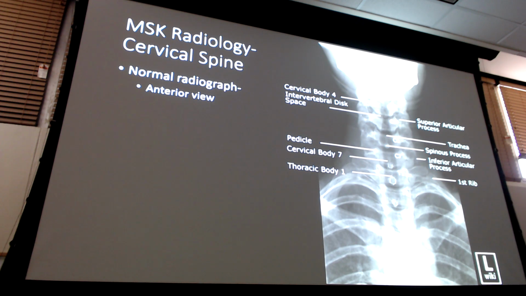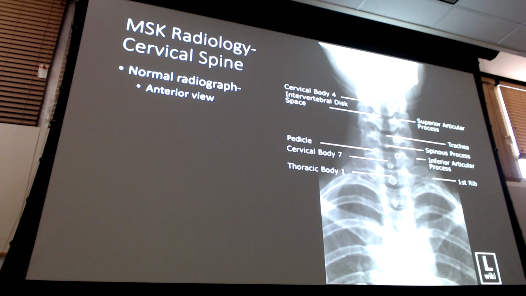What's the first vertebrae that has ribs? T1, rib, rib. Count up, if that's T1, C7, C6, C5, C4. Here's my top rib coming in, top rib coming in, T1, C7, C6, C5, C4.